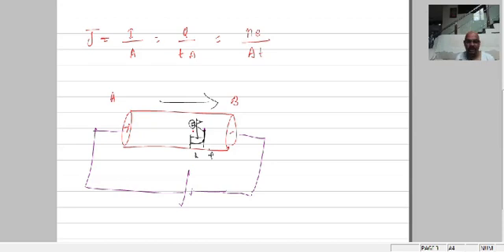Why do they slowly drift? Because of collisions. Because of collisions, they slowly drift towards the positive end of the conductor, and that slow velocity with which the electrons move towards the positive end of the conductor is called drift velocity, which is of the order of millimeters per second. This is what the current is actually.